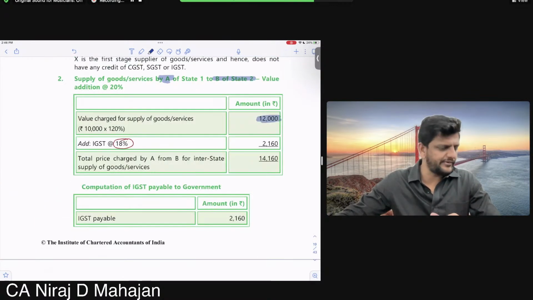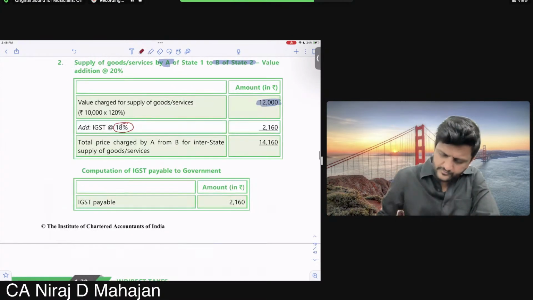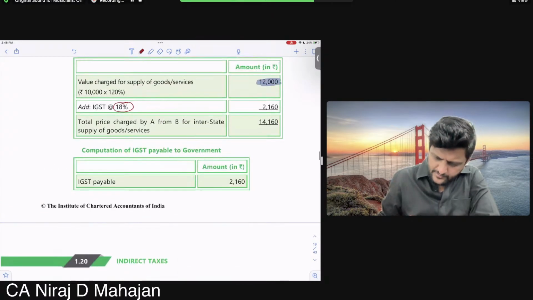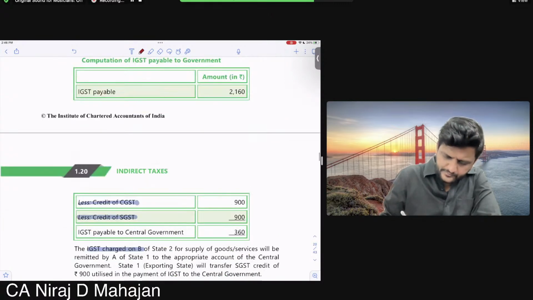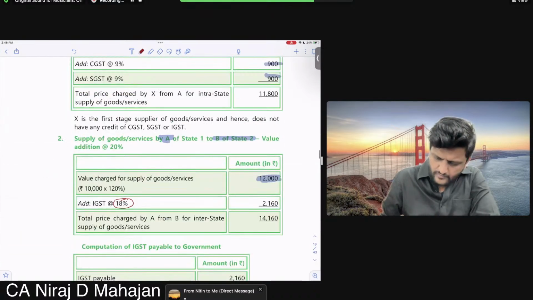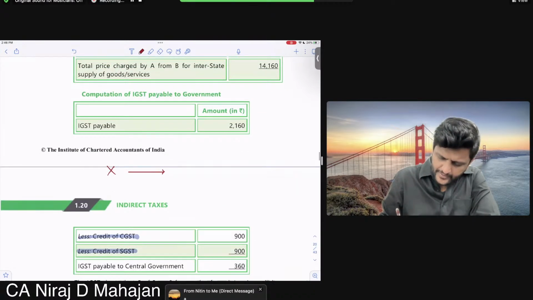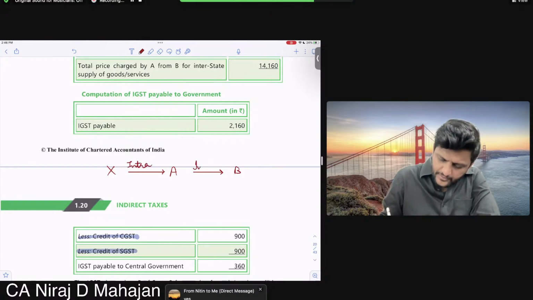Because we had discussed this, and in fact this is a very basic example. Okay. Check here. What was the first seller's name? I'm writing here. X to what? A. And then A to B. Is it okay? X to A was intra, and A to B is inter.